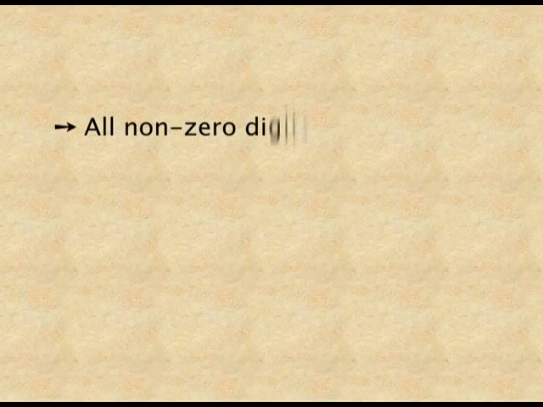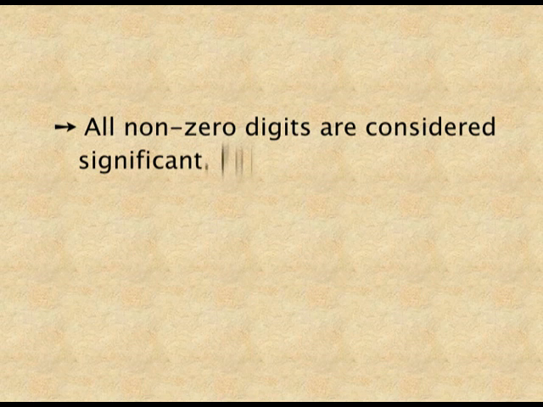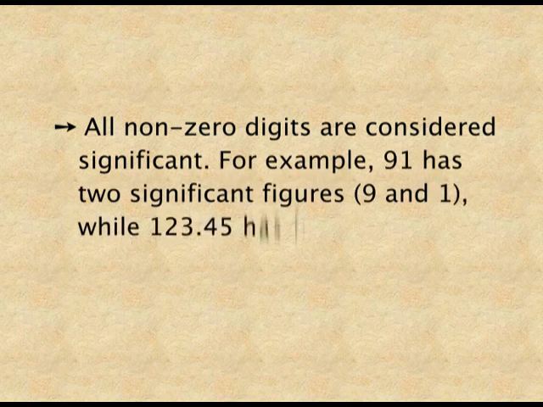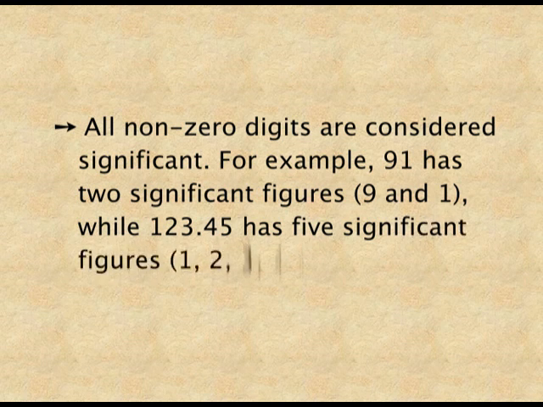First rule, all non-zero digits are significant. For example, 91 has two significant figures, 9 and 1. Both are non-zero digits. Another example, 123.45. It has 5 significant figures, 1, 2, 3, 4 and 5.